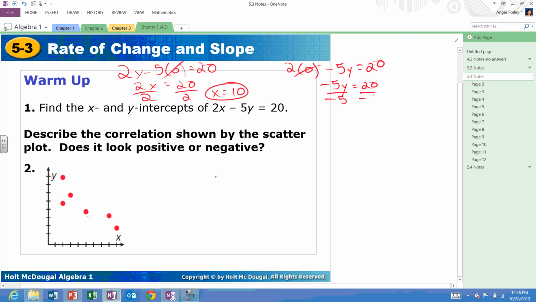Divide both sides by negative 5, and y equals, please come to the high school office. Sorry guys, they're making an announcement, equals negative 4.